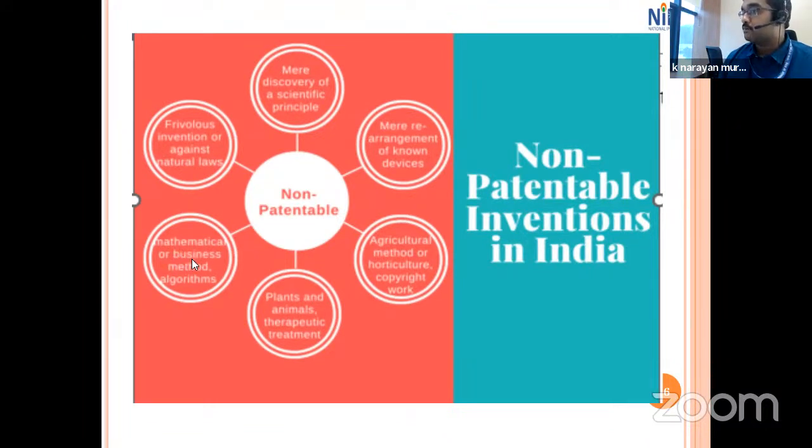Another is mathematical or business methods or algorithms. This falls under Section 3K. Plant, animal, and therapeutic treatment are not patentable in India.